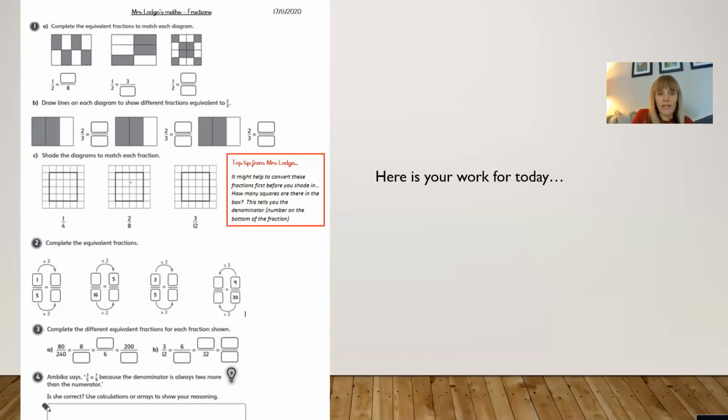Now you've got to do some shading. I've put a little top tip here, and it's like we did a minute ago, because it's asking you to shade a quarter, but there's more than 4 squares in there. So you've got to think about how many squares there are before you can calculate it. So read the top tip because that will help you with part C.